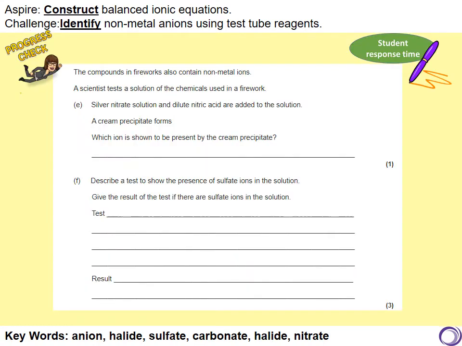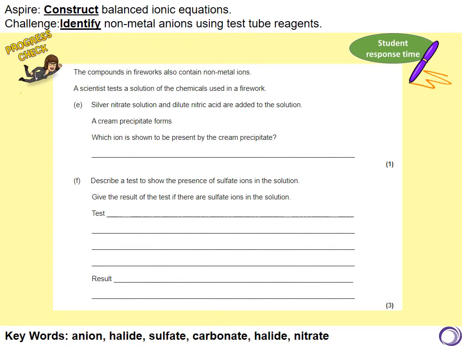Finally then, let's look at what this might look like in an exam. So here we have a question that talks about fireworks. If you've done the cation lesson, you will have seen the beginning of this question where we were testing for the positive ions. This part asks us to test for the negative ions.